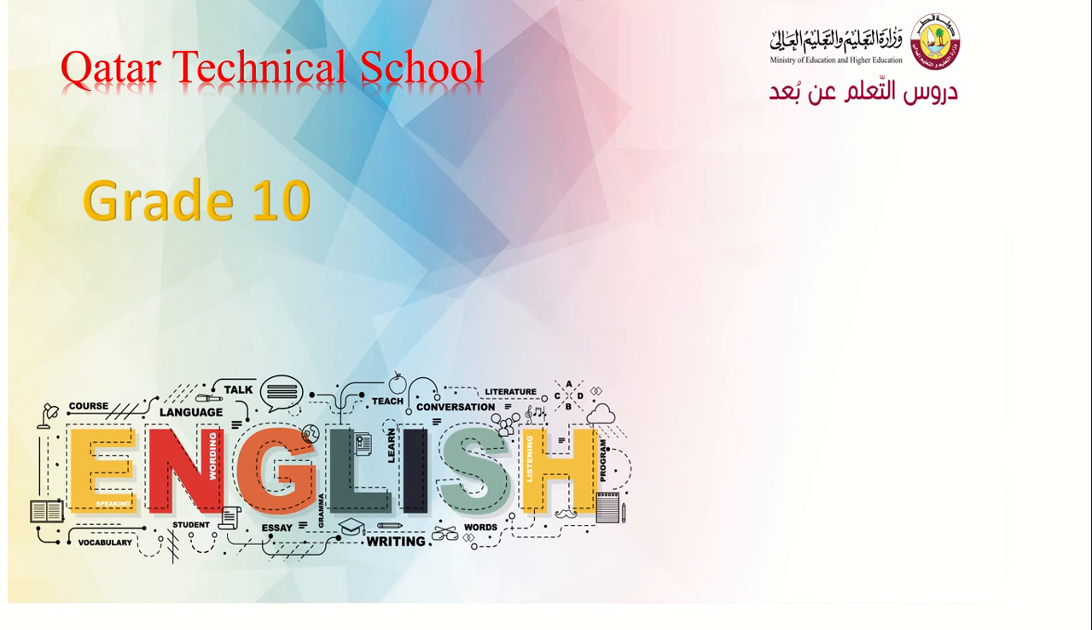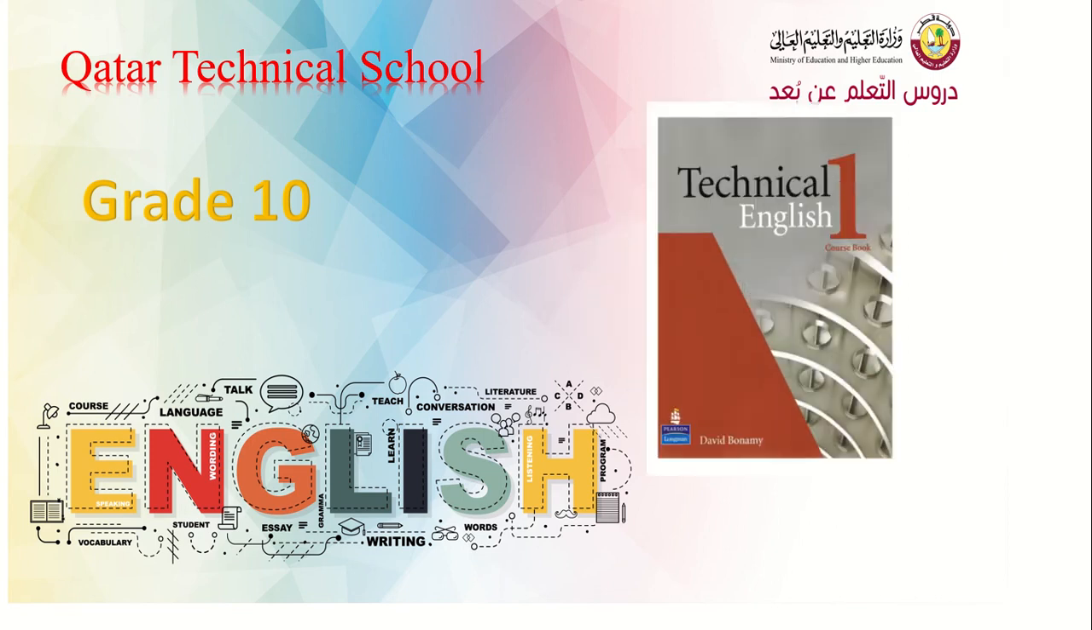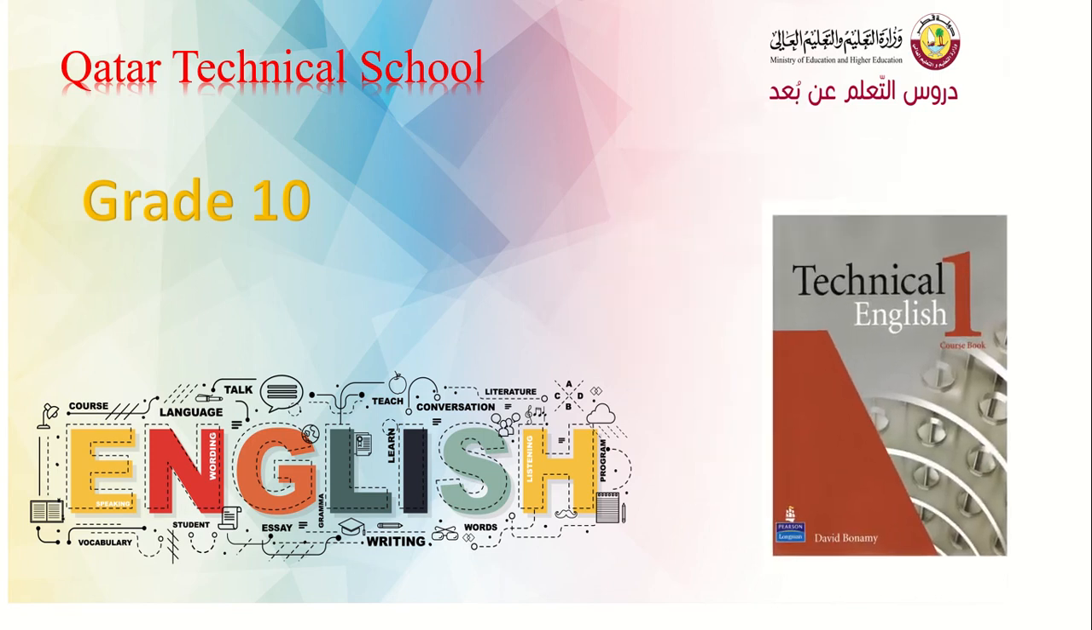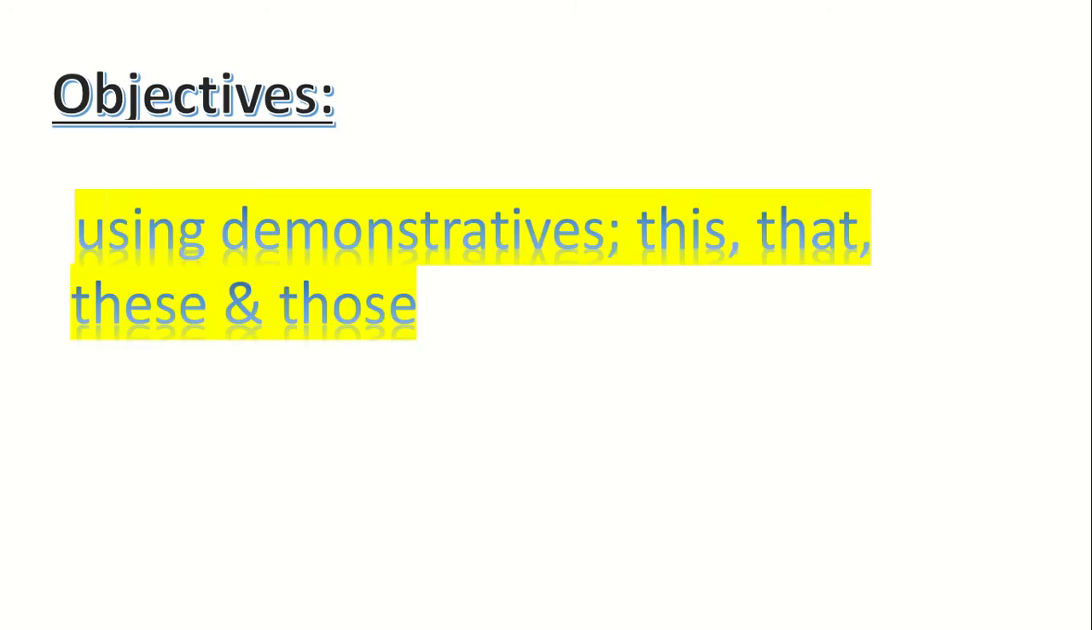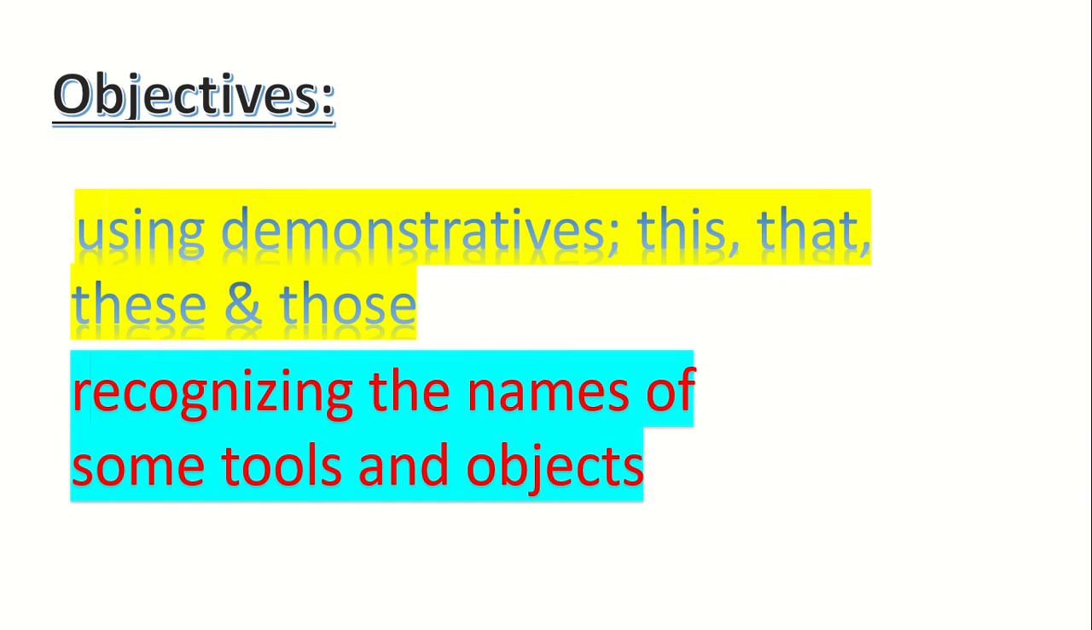This is a lesson for grade 10 using the Technical English Book 1, and the title of the lesson is Naming 2. As usual, before we start the lesson, let's have a look at the objectives. The first objective for today is using demonstratives: this, that, these, and those. The second objective is recognizing the names of some tools and objects. For this lesson, you're going to need the course book, page 11.